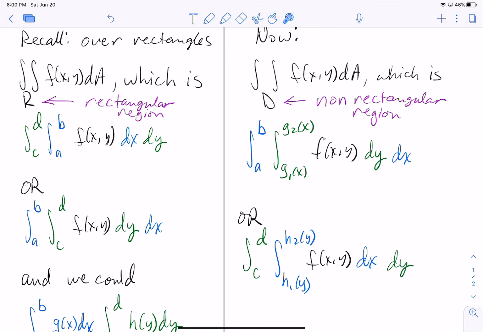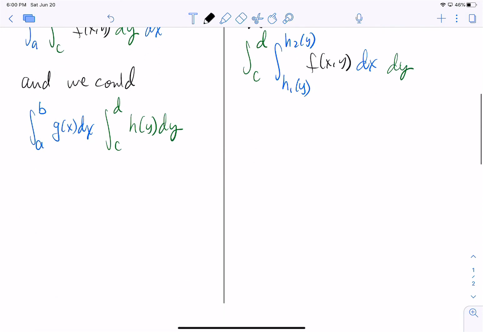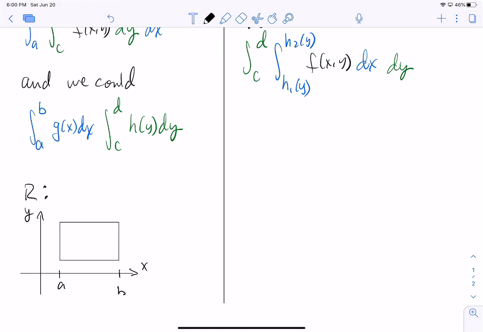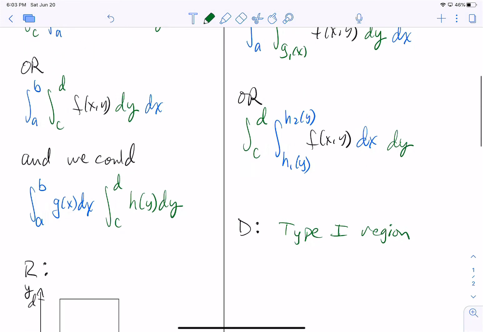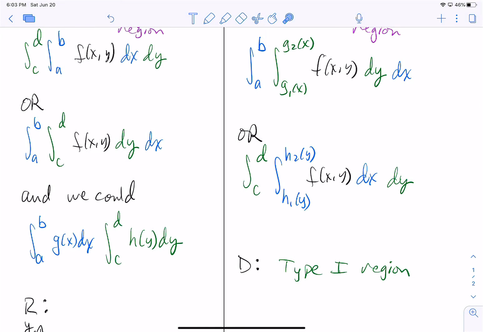Now back to our region R. That looked in R2 like, of course, a rectangle. And we would have said it's a rectangle that has limits on the x-axis that go from a to b, and on the y-axis that go from c to d. Now we're looking at a region D, and our author expresses them as a type 1 region and a type 2 region. The type 1 region is characterized by y having variable limits of functions of x. So y would go from g1 of x to g2 of x.